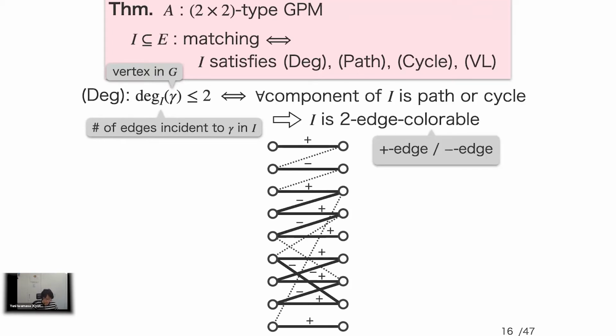So this means that I forms the disjoint union of a path component and cycle component. And so I is 2-colorable. That is, we can introduce two H classes, plus H and minus H, so that plus H's are only incident to minus H's and the minus H's are only incident to plus H's. So like this picture.